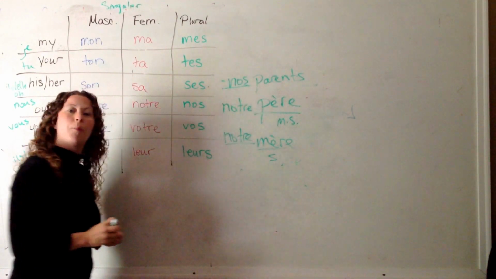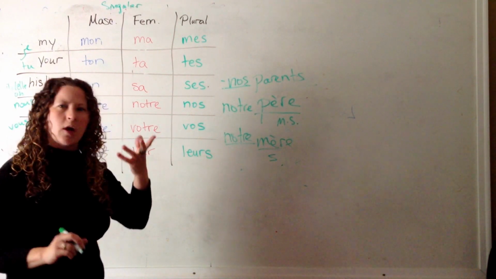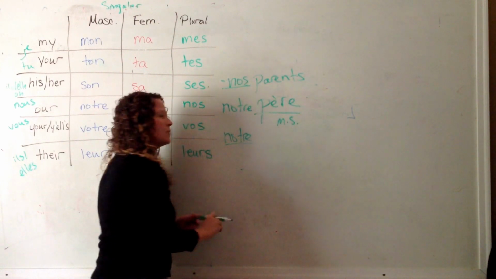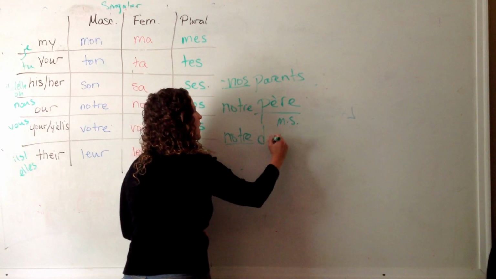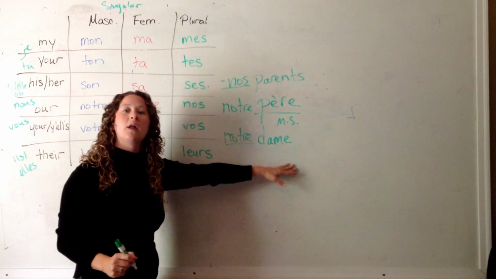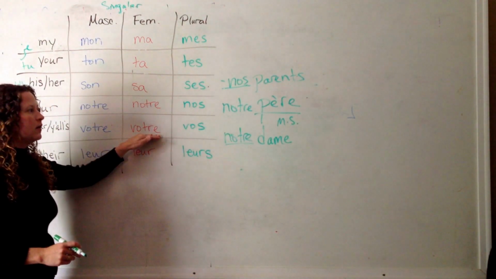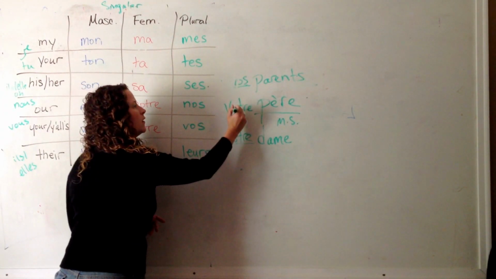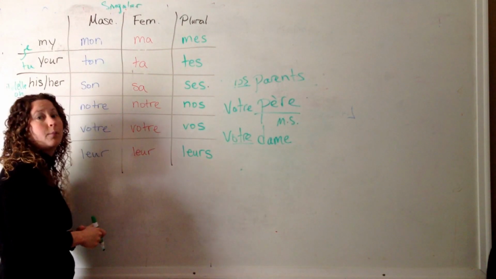Nos parents. Alright? Also, this is where you're going, notre. Okay, wait a minute, I've seen this. Well, the word for lady in French, which you may remember from madame and monsieur and mademoiselle, is dame. Notre Dame means our lady. Okay? Same process with votre. If I wanted to say your father, votre père. Your mother, or your lady, votre dame.